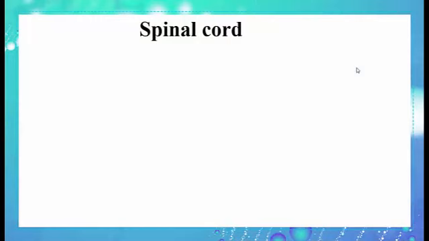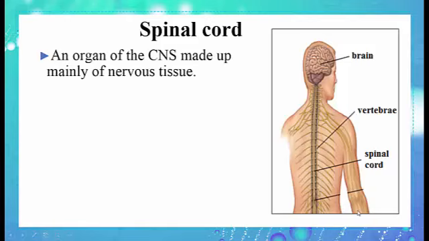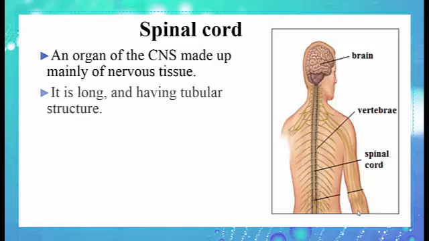The last objective is about the spinal cord. We know that we have the brain, and we have the spinal cord at the level of the back inside the vertebral column. So the spinal cord is an organ of the central nervous system made up of nervous tissue. It is long and has a tubular structure like tubes.